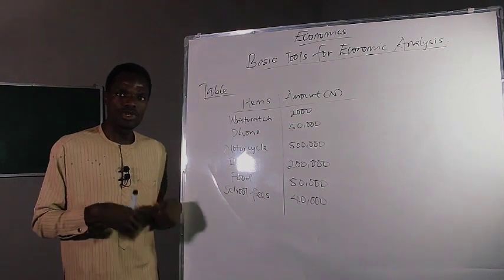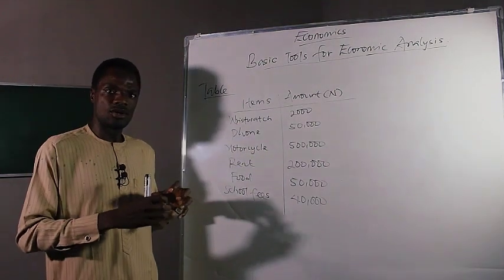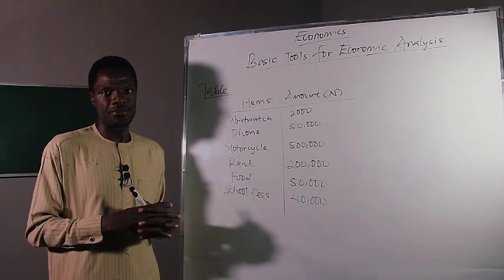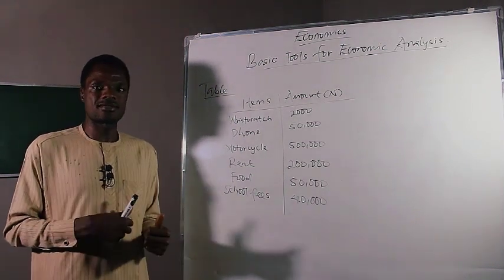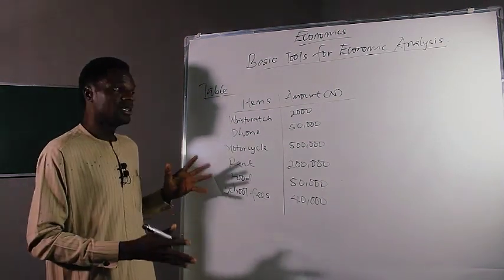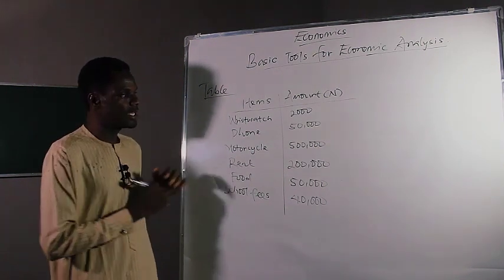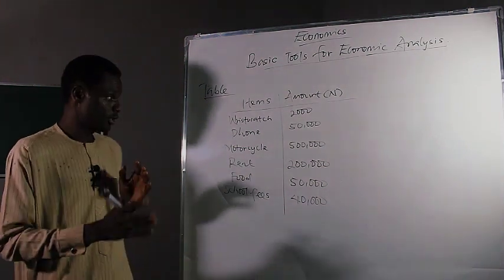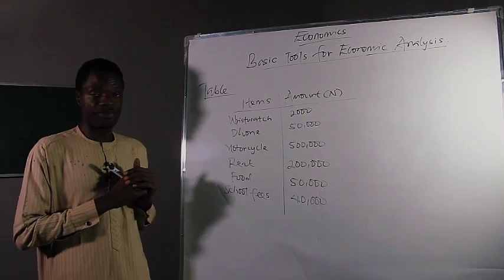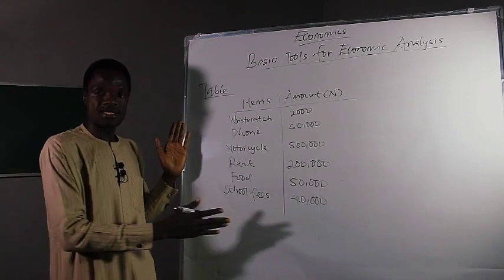So what is the essence of constructing a table? The essence of constructing a table is to make the data look neat, and also to make it very easy to understand. Anybody that is confronted with a text may find it difficult to understand what the text is all about. But when the data is arranged in the form of a table, then it will be easy for anyone to understand it. For example, with this kind of arrangement, anybody that sees it can easily understand what is on the table.